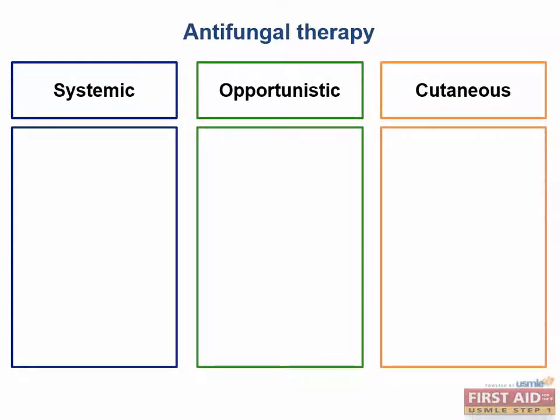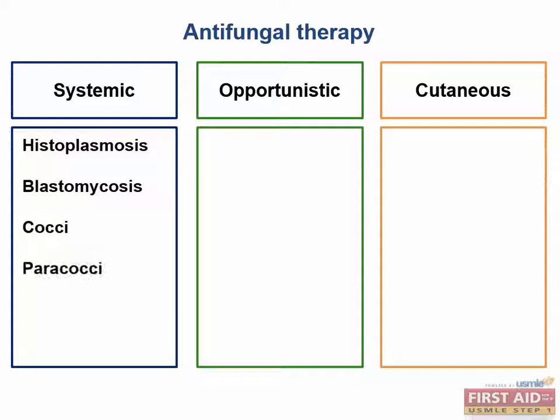So for a little review here, the four important systemic mycoses are histoplasmosis, blastomycosis, coccidioidomycosis, and paracoccidioidomycosis. Remember, these fungi are endemic to certain regions of the world. Do you remember what geographic regions we can find these fungi in?